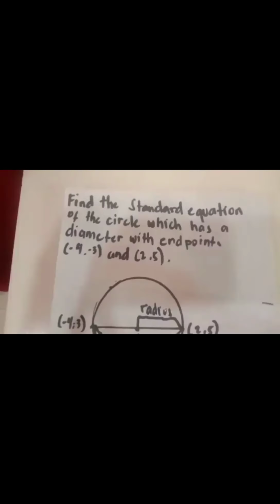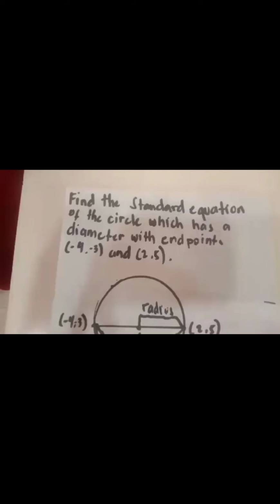Find the standard equation of the circle which has a diameter with endpoints -4, -3 and 2, 5. We also know a diameter is a chord that passes through the center. The endpoints are -4, -3 and 2, 5.